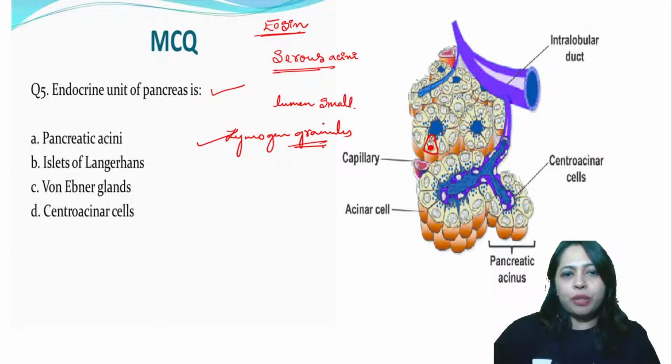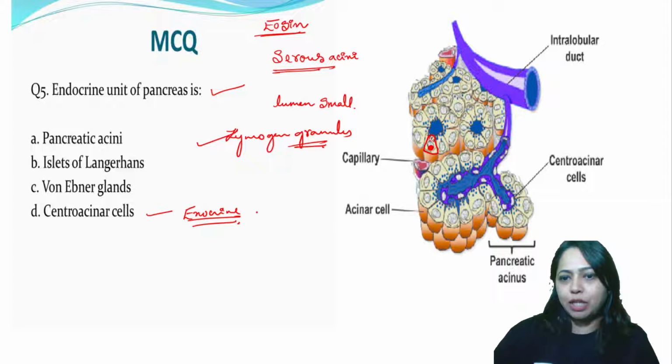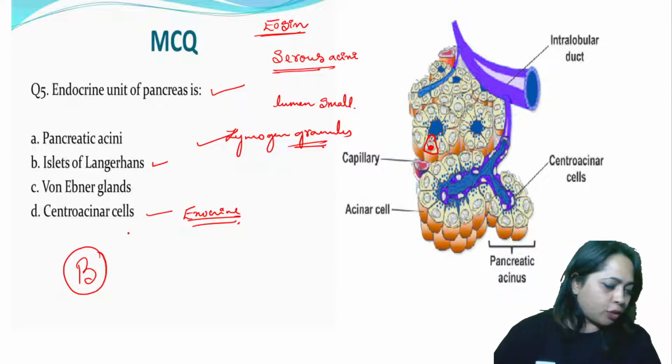All right. So now here you have pancreatic acini cells, the islets of Langerhans, von Ebner glands, which are mucus secreting glands, and centroacinar cells. These are purely exocrine in nature because they are connected to the ducts. You can see they are connected to the ducts. So what is endocrine? Endocrine are the ones which are hormone secreting, and it is released into the blood. You can see them in those islets of Langerhans. So here I would pick the answer as B. Okay, so that is B.